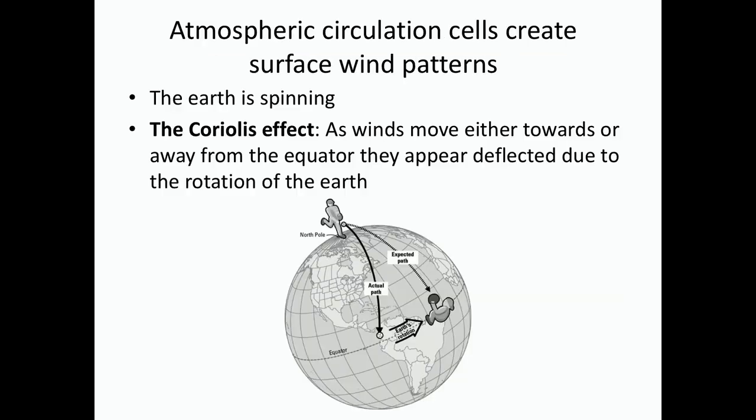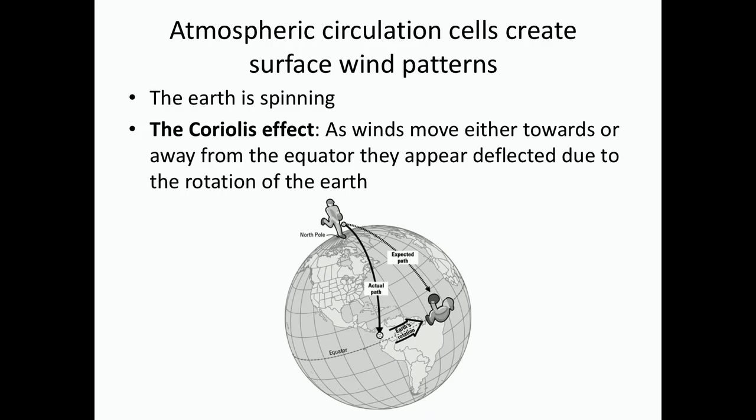Okay. While all this is happening, the Earth is spinning. And as the Earth spins, this creates another impact. So winds that are headed north or south actually don't travel directly north or south. And the reason for this is as the Earth spins, the Earth will spin beneath those traveling winds.